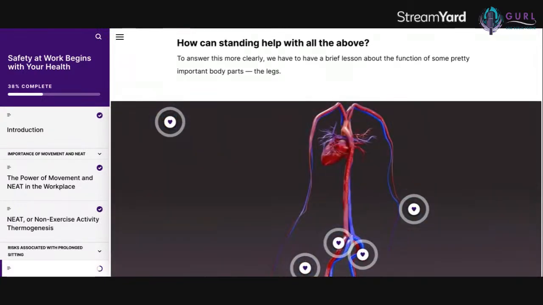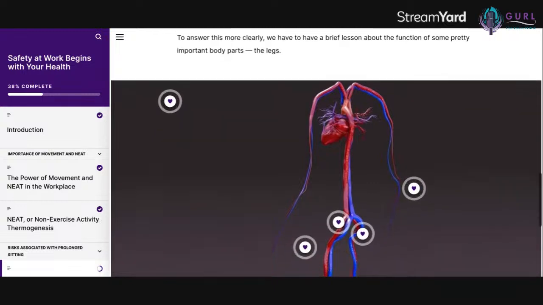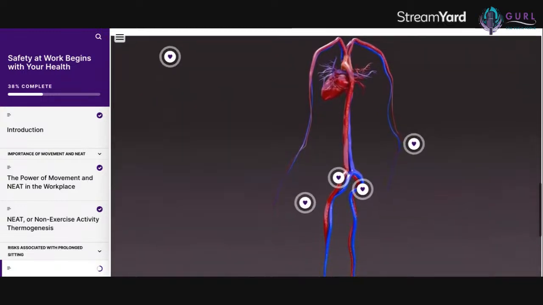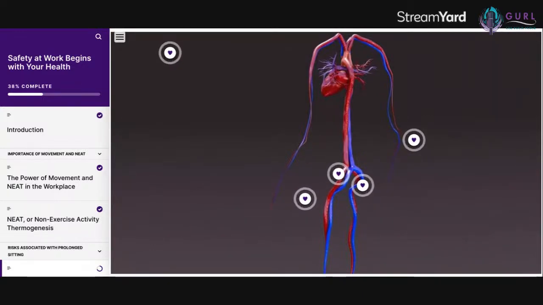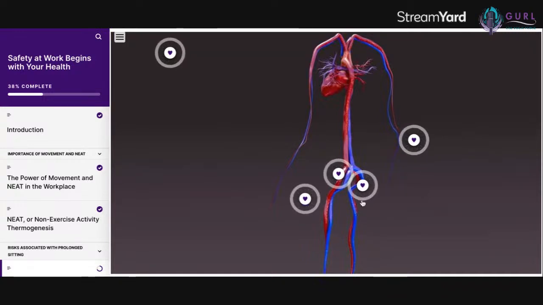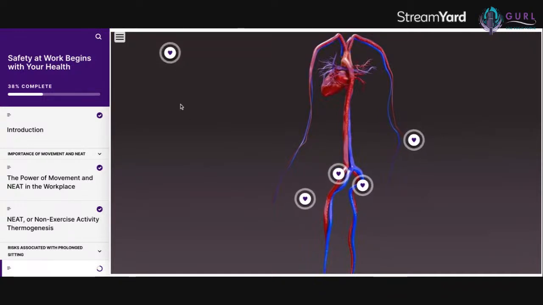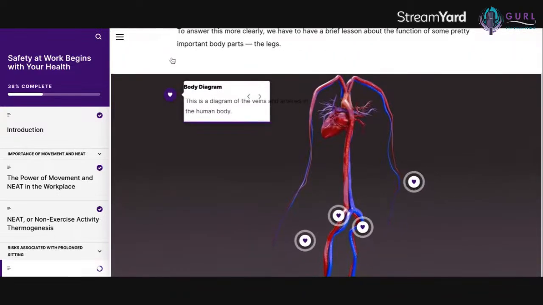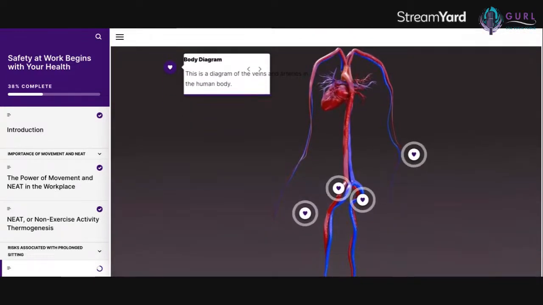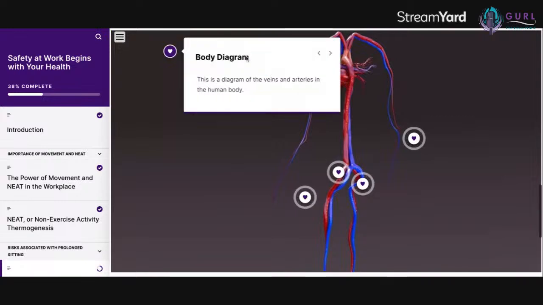Well, to answer this, we have to have a brief lesson about the function of some pretty important body parts, the legs. All right, so what you're looking at right now is a labeled graphic. There are these 5 heart markers, and they're beating because they're letting you know that they are ready to be clicked. The first one says, body diagram. So we're looking at a diagram of the veins and arteries in the human body.